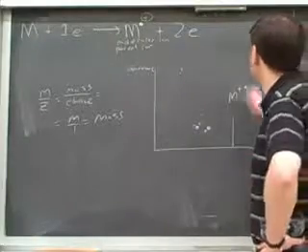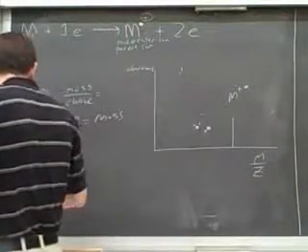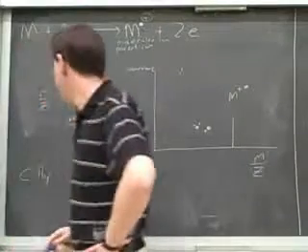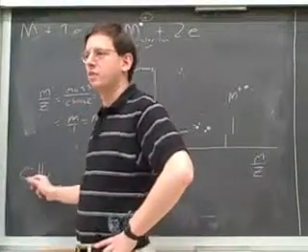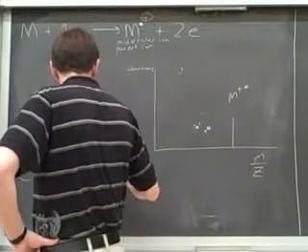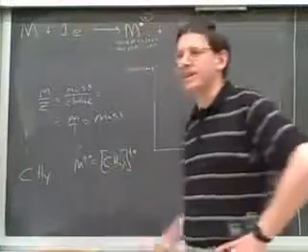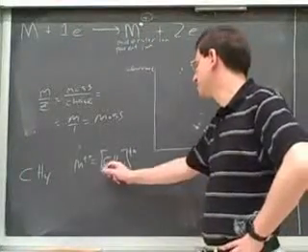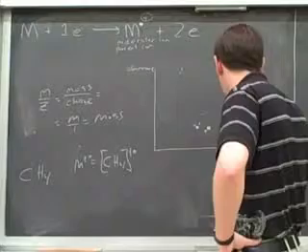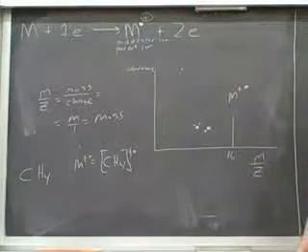So for example, suppose that the original molecule was methane. Well, if the original molecule is methane, then the molecular ion is the radical cation of methane, and then the m over z would be 12 plus 4, or 16. And you would get a mass here of 16.